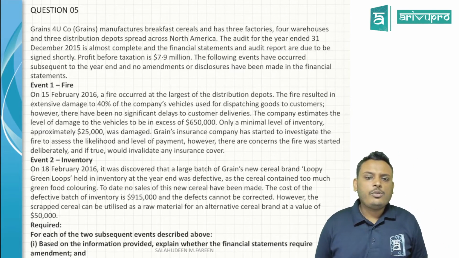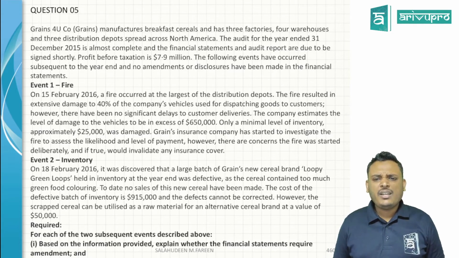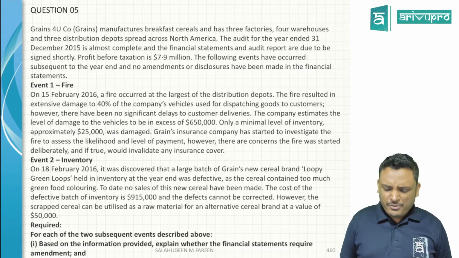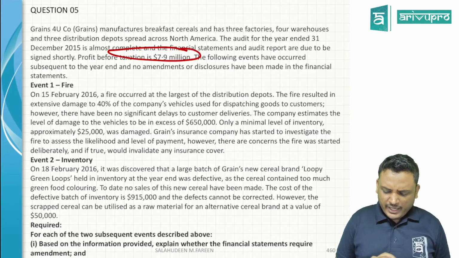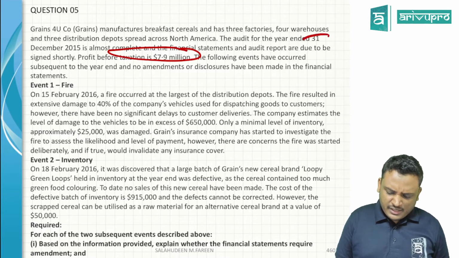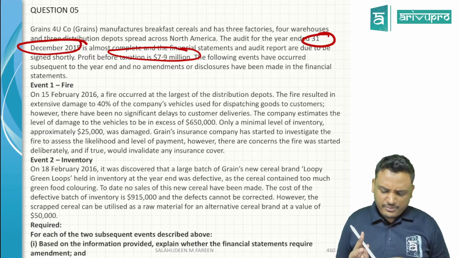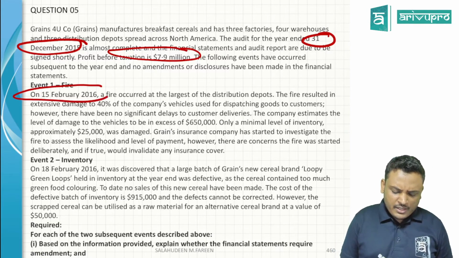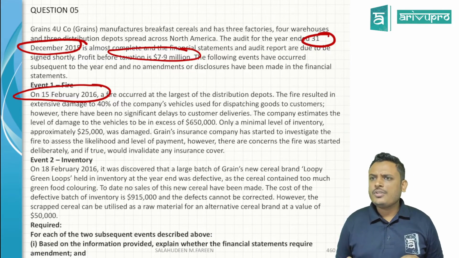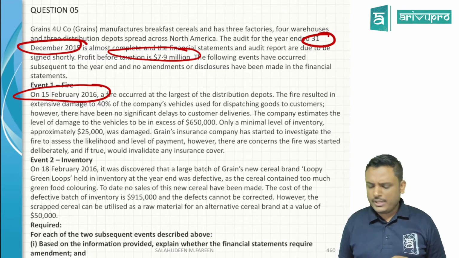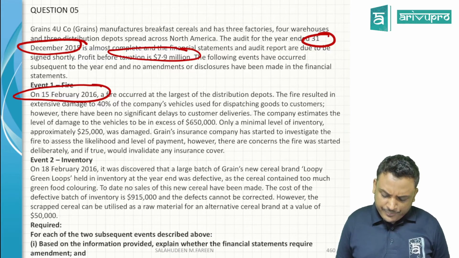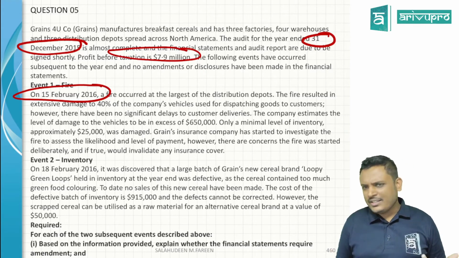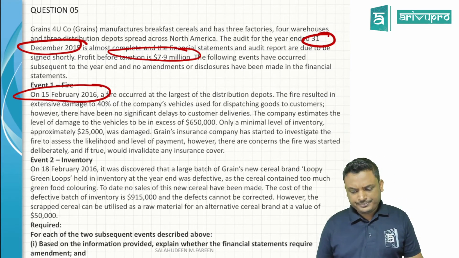G Grains manufactures breakfast cereals in 3 factories. Right. So, okay. What is the profit before taxation? 7.9 million. Year end? 31st December 2015. Fine. A fire. When did this happen? 15 February 2016. So, after the year end, a subsequent event. And what happens? A fire resulted after the year end. So, obviously, it is a non-adjusting event. Right? So, write down the answer.